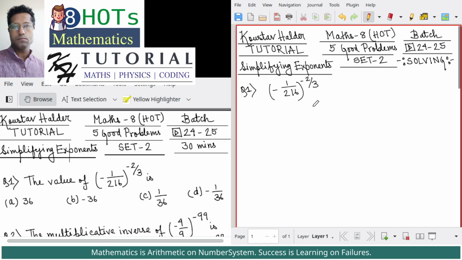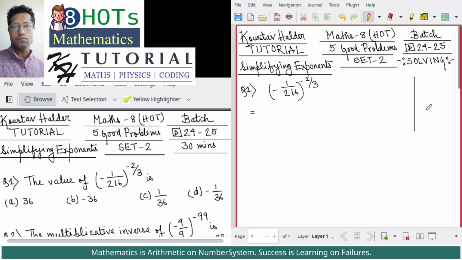Now if you go fundamentally step by step by applying the laws, then you should never make a mistake. Let's solve this problem fundamentally step by step using the laws of exponents. Okay, so what is this? We see that the power is negative, minus 2 by 3.